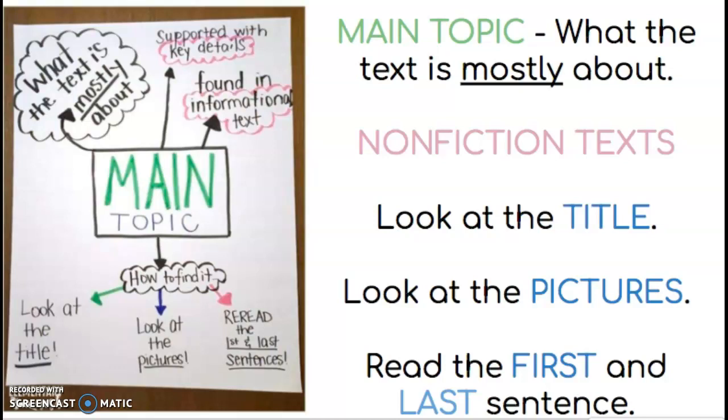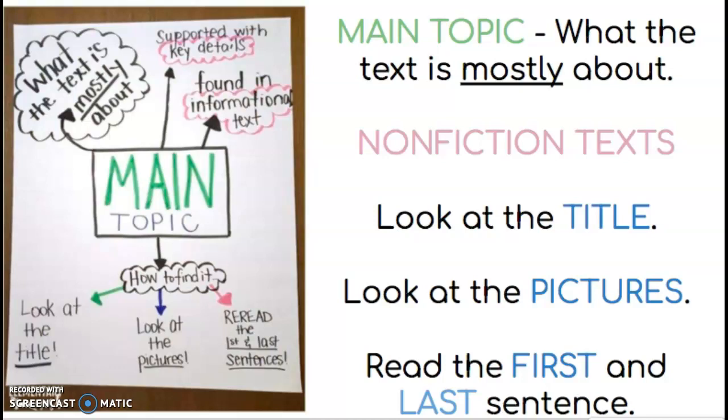What is a main topic? Well, main topic is just what the text is mostly about. So it's just that one big important thing that you're reading about. We find main topics in nonfiction texts. What does nonfiction mean? Right, nonfiction means that it's true.